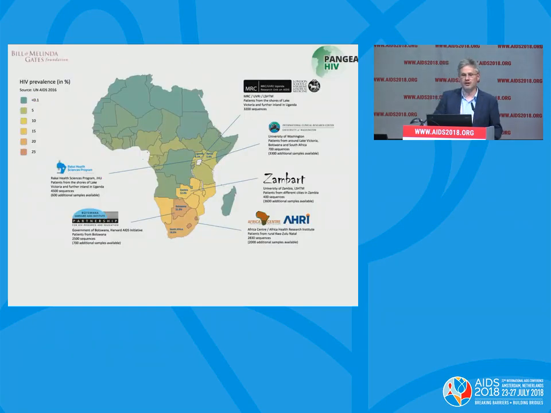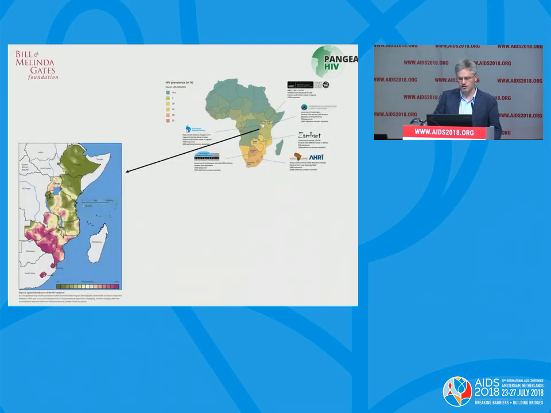So now let's go back to Pangea and use that to answer some epidemiological questions. So these are the 6 research centres which are part of the Pangea Consortium: RACI, the Partners in Prevention, MRC Uganda, partners, again, Zambart, and the Africa Health Research Institute. There are 2 zones, really, of sampling. There's the East African zone and the Southern African zone.